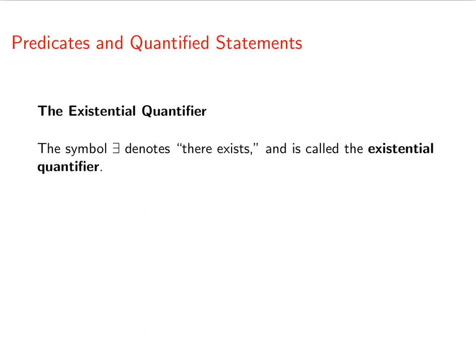Hello, discrete math fans. Now let's talk about the existential quantifier. So the symbol that we're going to use is this guy right here. It looks like a backwards capital E, and that's because it is a backwards capital E. And that denotes "there exists." It's called the existential quantifier.